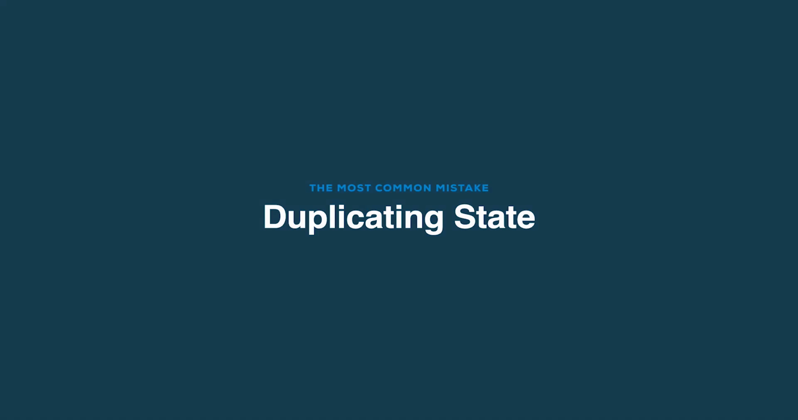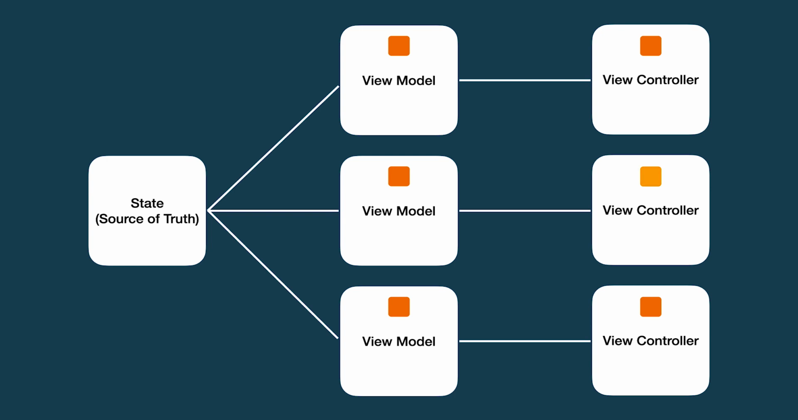The most common mistake I see is people duplicating state outside the source of truth. What does that look like? Imagine, for example, if a view controller needed to mark a podcast episode as played. Perhaps a list of played podcast episodes is maintained on the server side and the request fails. The source of truth would reflect the episode as unplayed. Meanwhile, a view model might continue to reflect the played state because the state was duplicated outside the source of truth. Now one of our view controllers is displaying different state than our other view controllers.